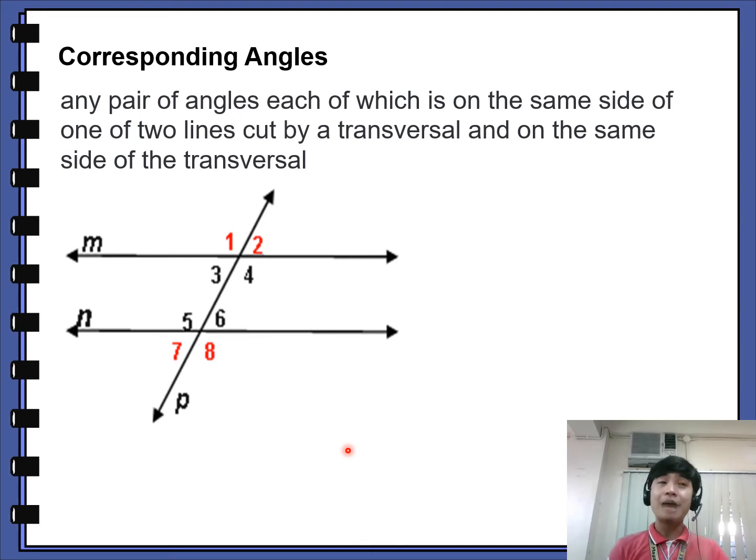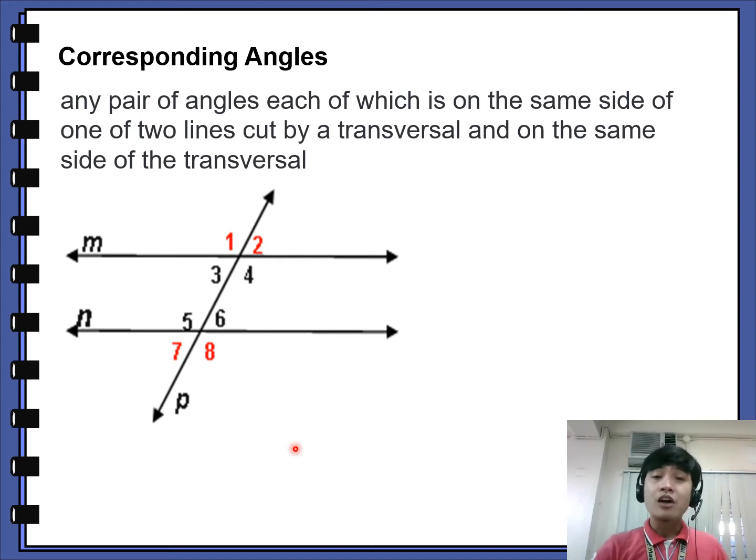Second, sila dapat ay non-adjacent. Okay? Hindi nag-share ng common side or vertex or hindi magkatabi. Third, and the last criteria, kailangan sila ay nasa same side lang ng transversal. Ibig sabihin, kung parehas silang nasa left, parehas nasa left. Kung nasa right lang lahat.